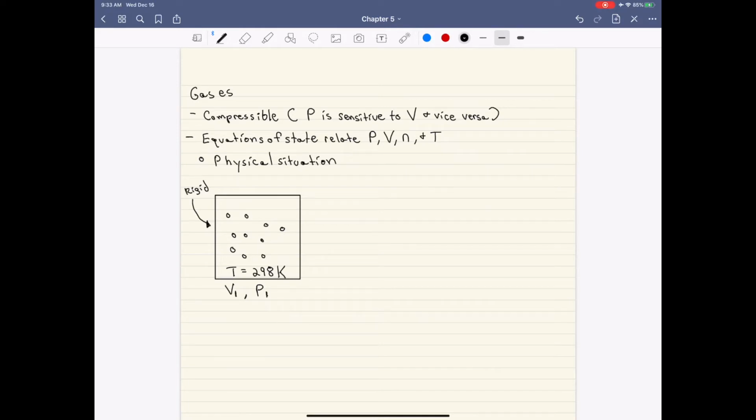Now, the number of moles in the system, N, that's sort of easy to consider because that's just going to describe the number of molecules we have in our system. We have 10 gas molecules that I drew here. The volume of the system is also kind of easy to understand, right? That's just how big the system is. But what about the pressure? What is the P1 describing here? What does it mean to have P1 pressure?